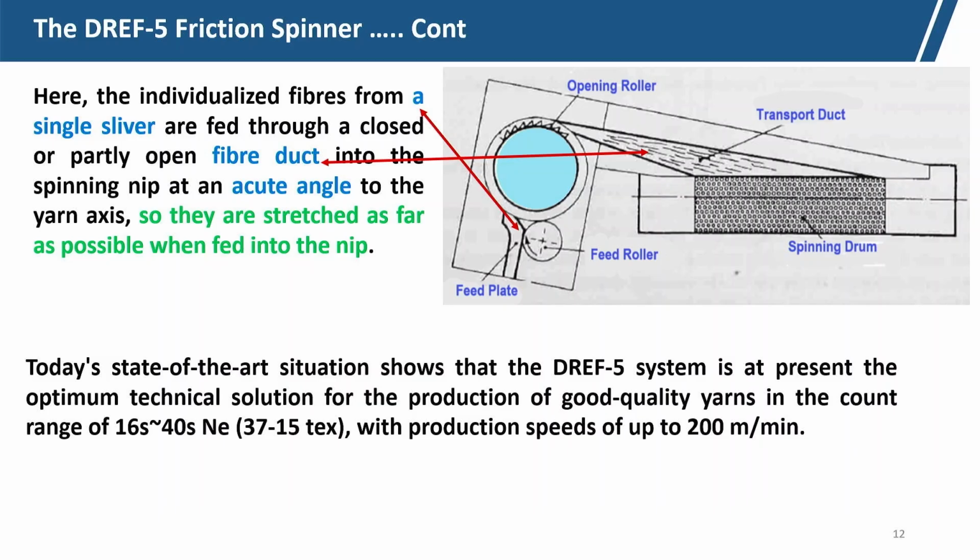In today's state of the art situation, the DREF 5 system is at present the optimum technical solution for friction spinning to produce a good quality yarn, with a finer count. So, they can produce up to 15 tex, so that is a finer yarn, with a production rate of 200 meters per minute. So, this is the system where we can produce a staple yarn with a finer count and with a better yarn quality.